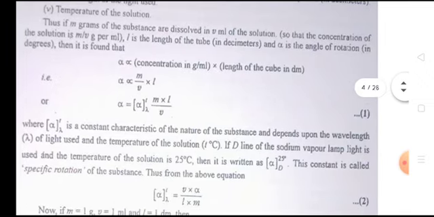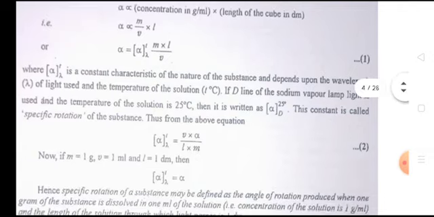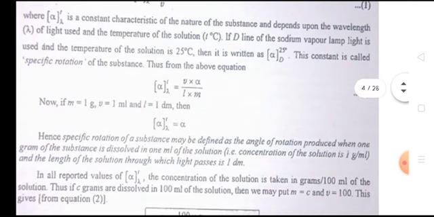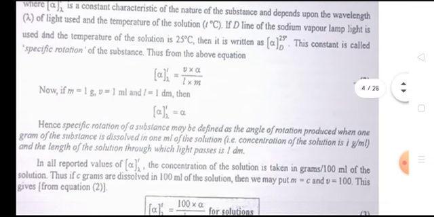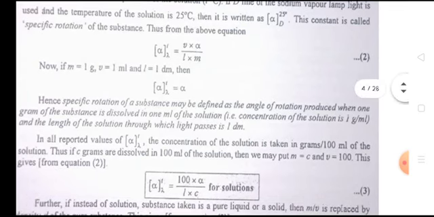Thus, if m grams of substance are dissolved in V volume, l is the length of the tube and alpha is the angle of rotation, then it is found that alpha is directly proportional to the concentration in gram per mole into the length of the tube in dm, where [alpha] at wavelength lambda and temperature t is a constant, characteristic of the nature of the substance, and depends upon the wavelength of light used and on the temperature of the solution. If the D line of the sodium vapor lamp is used and the temperature of the solution is 25 degrees Celsius, then it is written as [alpha] D 25 degrees Celsius. This constant is called the specific rotation of the substance.